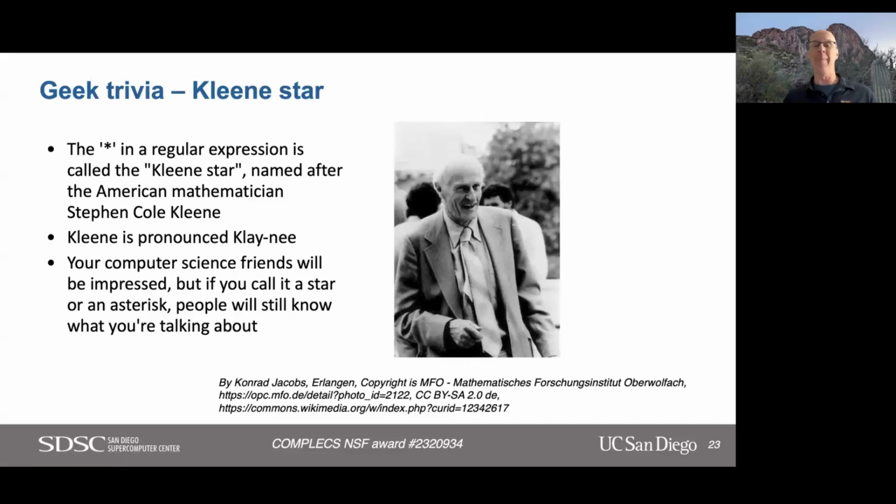Quick aside, I mentioned earlier that the star is actually called the Kleene star. This was named after the American mathematician Stephen Cole Kleene, and it really is pronounced Kleene. You look at it, you might think clean, but it is Kleene. So your computer science friends, I think, will be impressed if you know this, but if you call it a star or an asterisk, everybody's still going to know what you're talking about.